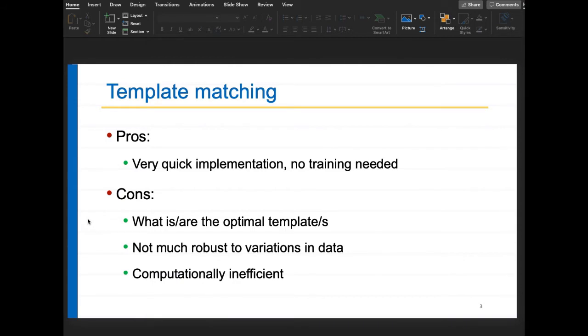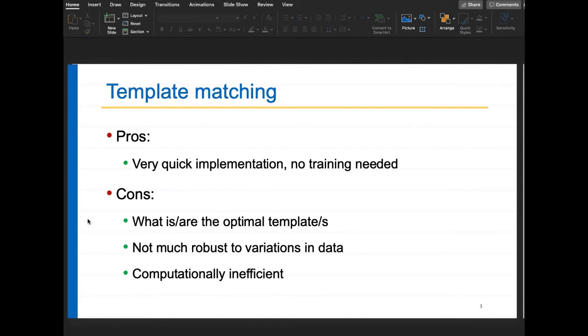Cons, what are the disadvantages? How do you find the optimal templates? You just got some templates from different age groups, but how do you find the optimal templates? There is no way to do that. It is not very robust to variations in data. If I am saying Hari and somebody else comes and says Hari, it does not match very well. For some weird reasons, you can never improve your model. You cannot do anything about it. It just does not match.